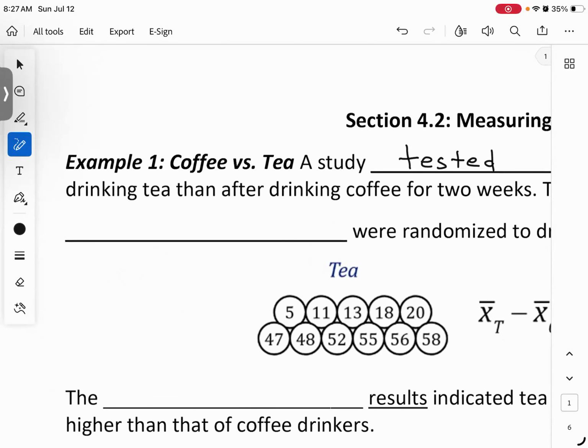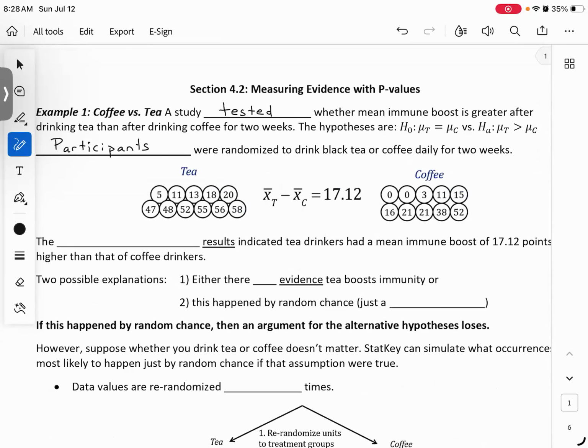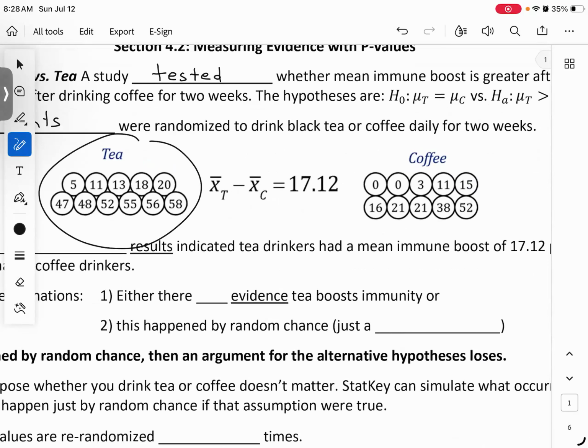Now, in chapter one, we talked about there being experiments, and that is what's happening in this one. So they're going to get some participants. Let me make sure I spell this right. Participants. You're going to recruit some individuals. And then what they did is for 2 weeks, they had some drink black tea and they had some drink coffee. And when the results came back, you can see these are the values for immunity boost for the tea drinkers. And you can already see that those numbers do appear to be on the larger side as opposed to those over here in the coffee side.